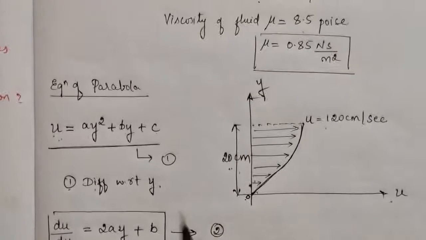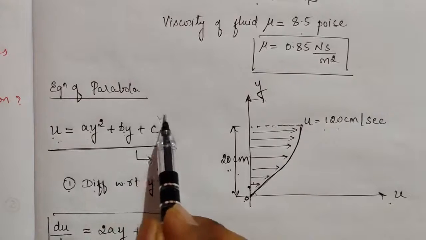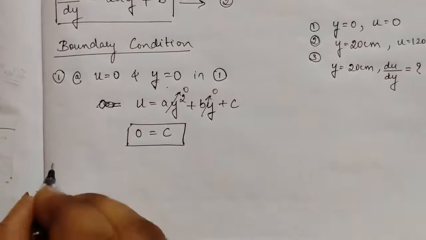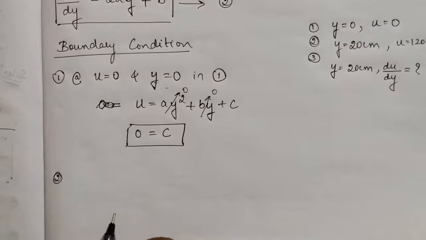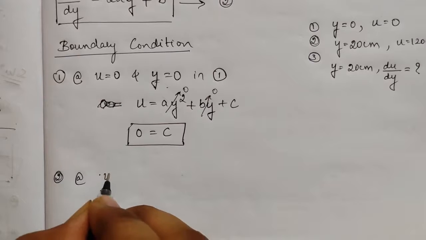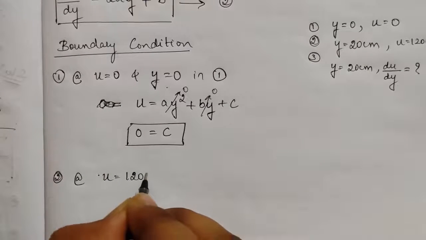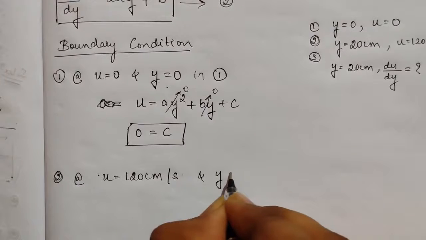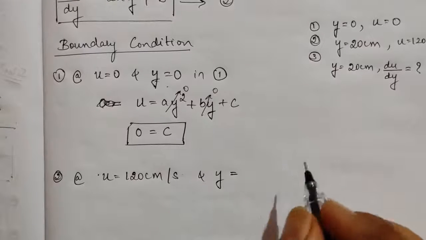In this equation, what were we finding? a, b, c we need to find, right? So now I got the value of c. Now I will apply the second boundary condition, that is at u equal to 120 centimeter per second, and at that, what is the value of y?